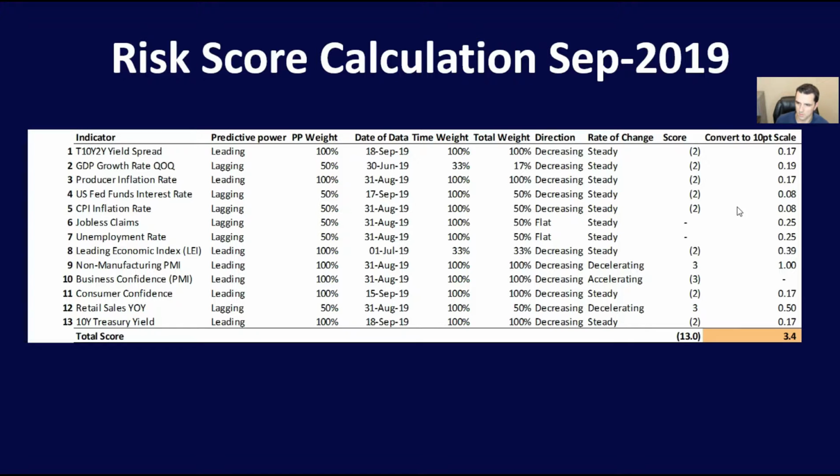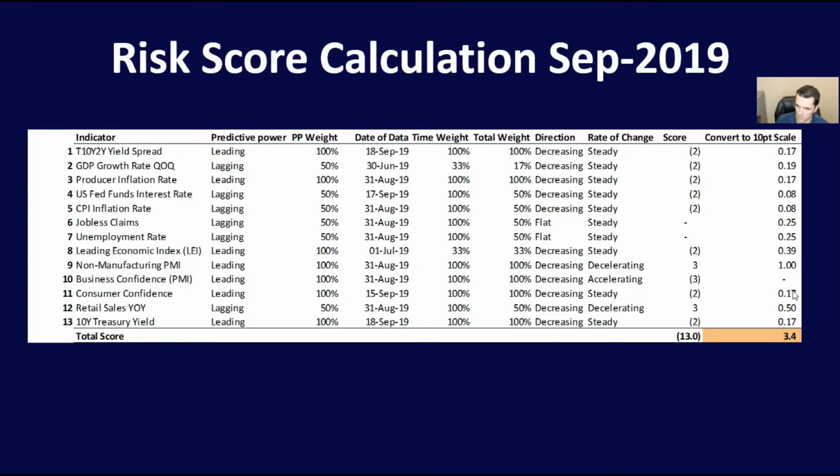So these are kind of decreasing at a steady rate. Still a negative in terms of the overall score and not adding much, but still an improvement period over period. The other one that's kind of flattened out is the unemployment rate, so that's actually gone down as a result. It gets a 0.25 rating, mainly because it's flat, steady, and also lagging.